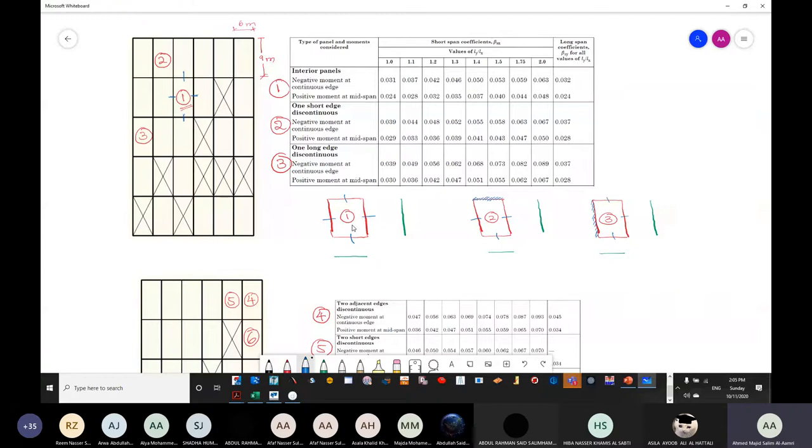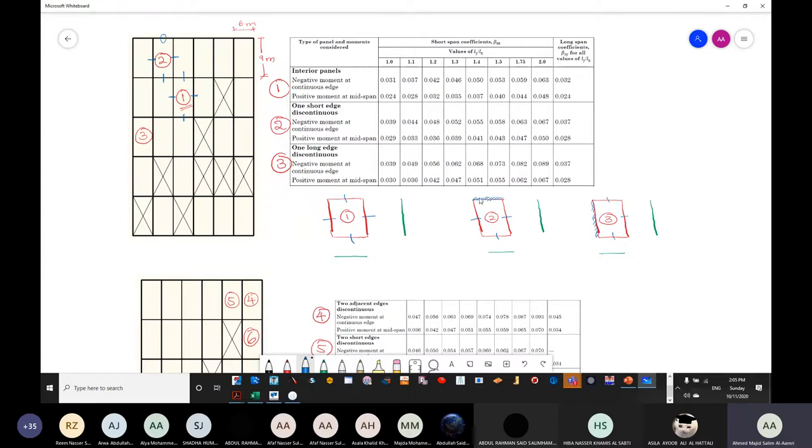Same goes for the second scenario. For the second scenario, this part is discontinuous. So it's continuous from here. There is a slab here, there is a slab here. Now in this particular portion, there is no slab. So how would I draw? I have drawn it in this way, where it's continuous, continuous, continuous, and then it's discontinuous from one side.